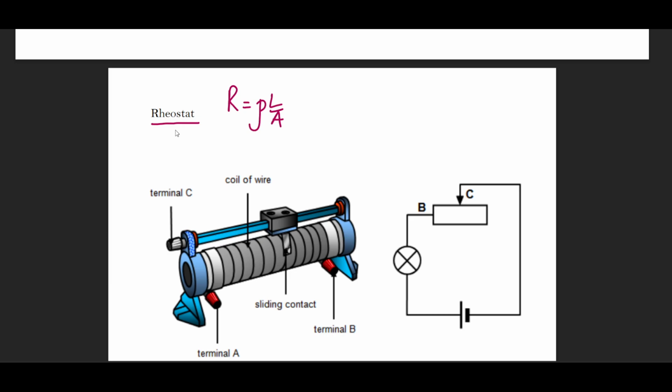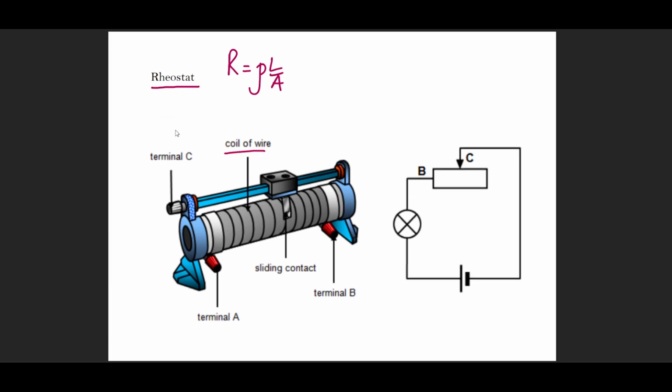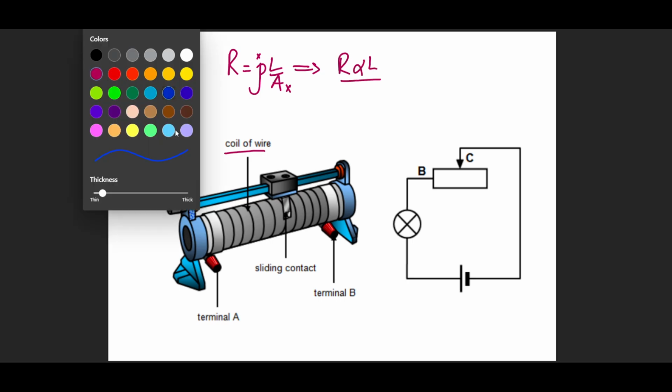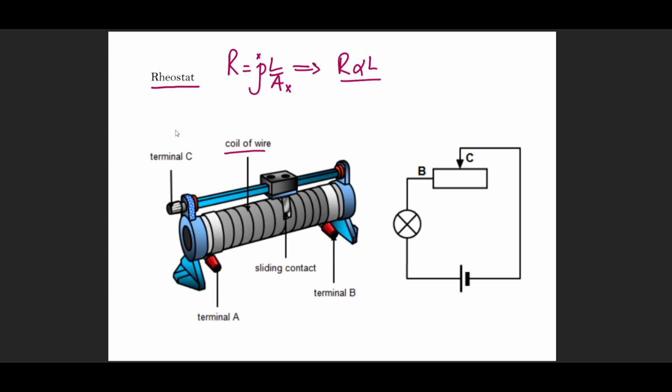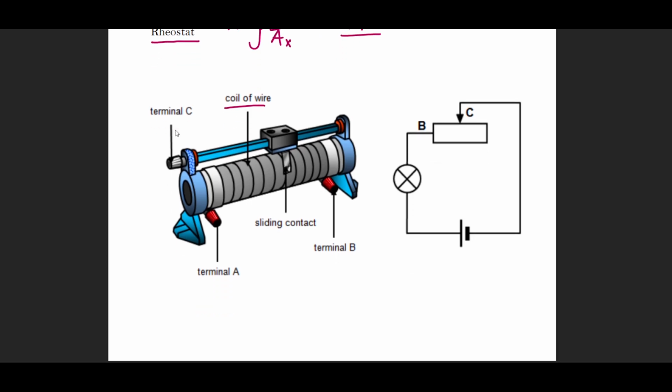So in this we have a coil of wire, right, of a uniform cross-section area of the same material. So material is not discussed, area is not discussed. So what is the conclusion? That resistance is proportional to length. This is the main takeaway of this topic. Now, how the rheostat actually operates. So we have three terminals. We have terminal number 1, we have terminal number 2, we have terminal number 3.